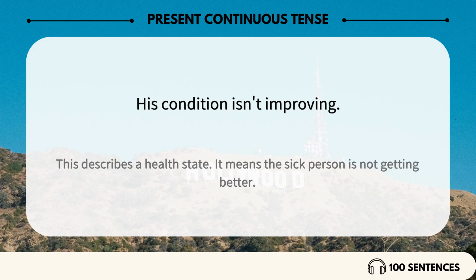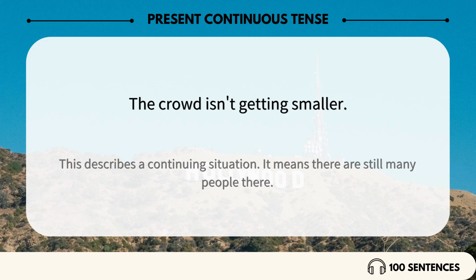His condition isn't improving. This describes a health state. It means the sick person is not getting better. The crowd isn't getting smaller. This describes a continuing situation. It means there are still many people there.